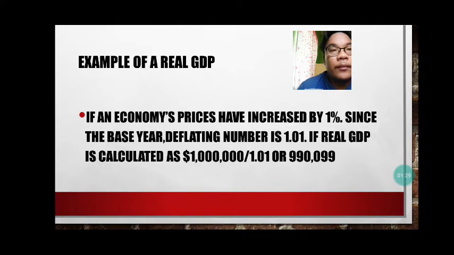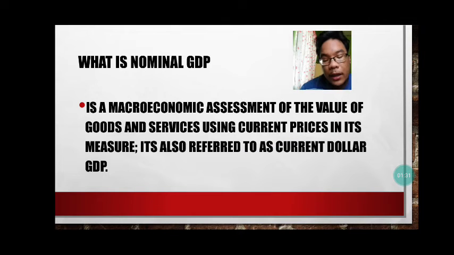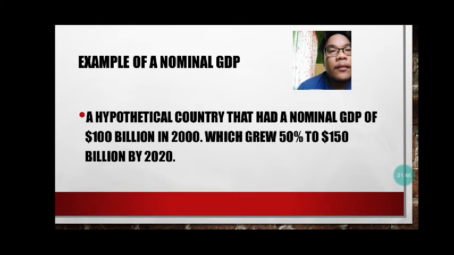Now let's move on to nominal GDP. Nominal GDP is a macroeconomic assessment of the value of goods and services using current prices in its measure. It's also referred to as current dollar GDP. An example of nominal GDP is a hypothetical country that had a nominal GDP of $100 billion in 2000, which grew 50% to $150 billion by 2020.